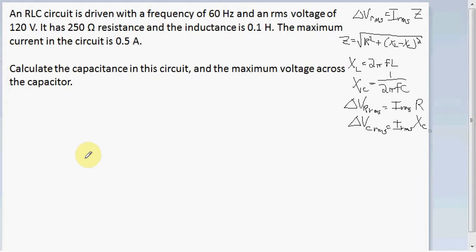The maximum current in the circuit is 0.5 amperes. And then we're going to calculate a couple of things here. We're going to calculate the capacitance in the circuit, and we're also going to calculate the maximum voltage across the capacitor.